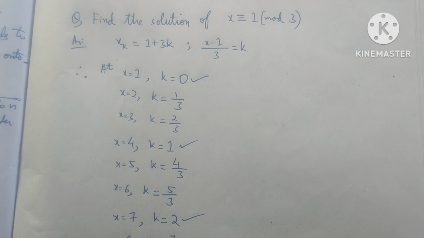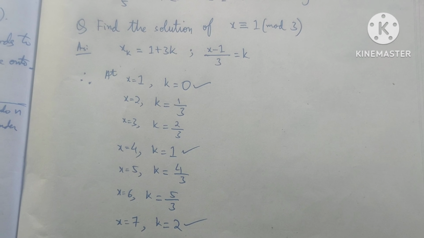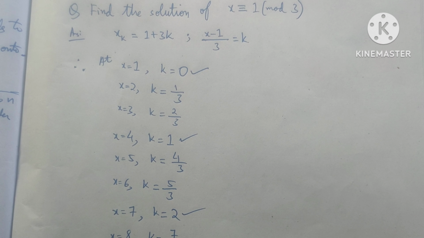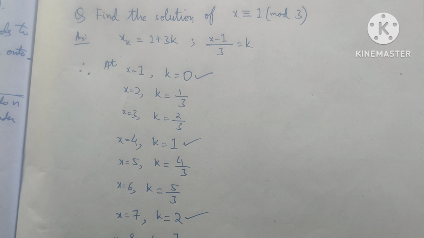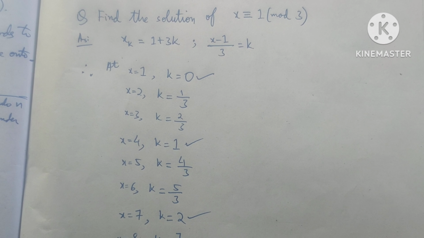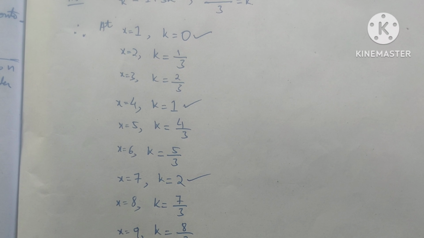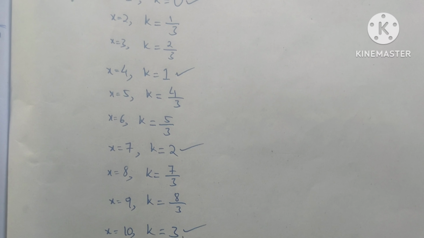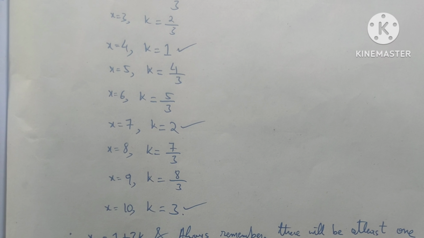So here we see at x equal to 1, the value of k equals 0. That means at x equals 1, it is divisible by 3. But at x equals 2 and 3, it is not divisible by 3. At x equals 4, it is again divisible by 3. At x equals 5, 6, it is again not divisible by 3. Again at x equals 7, it is divisible by 3 and so on. We are getting x equals 10 as divisible by 3 as well.